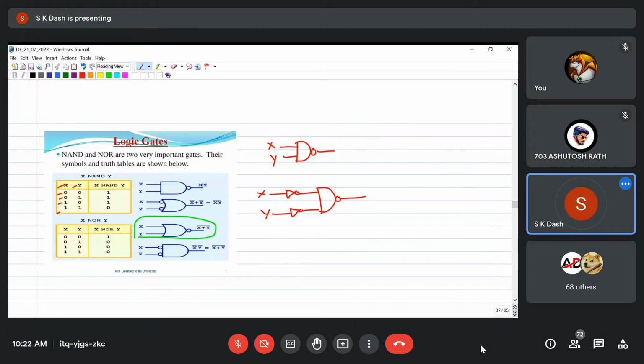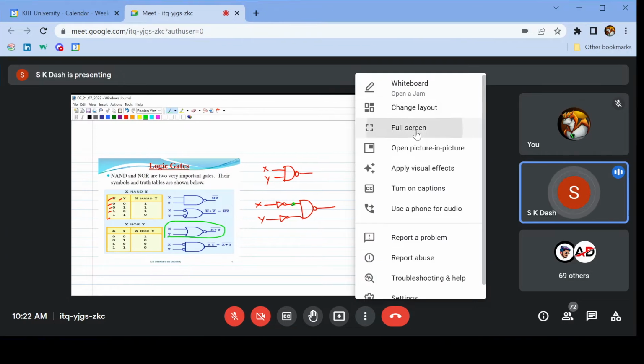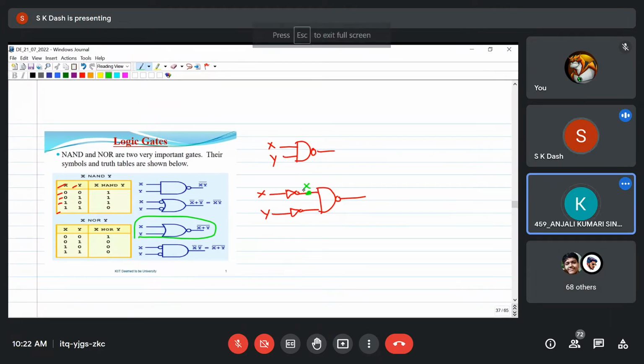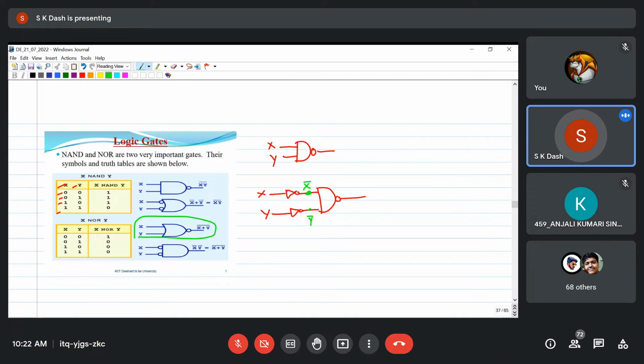Now what I am doing is, before the NAND gate, I am connecting two NOT gates. So what will be the input to this NAND gate? If the input is X, this is a NOT gate, so what will come here? This output will be X bar. Here Y bar. Now these X bar and Y bar are the inputs to this NAND gate.